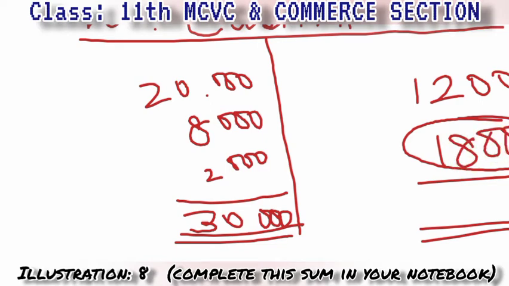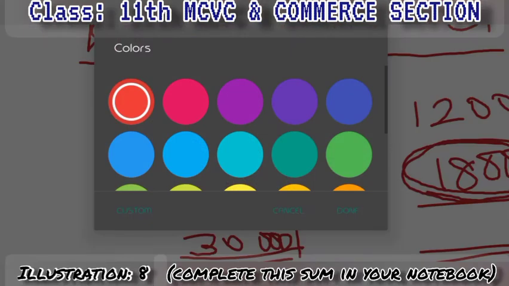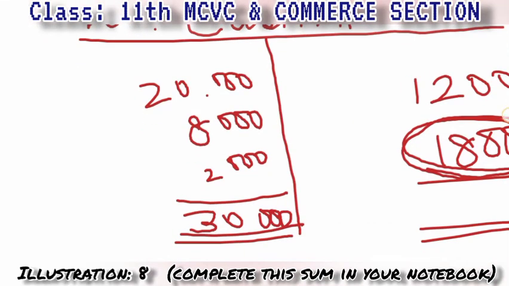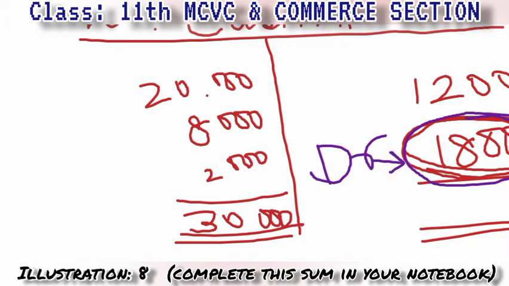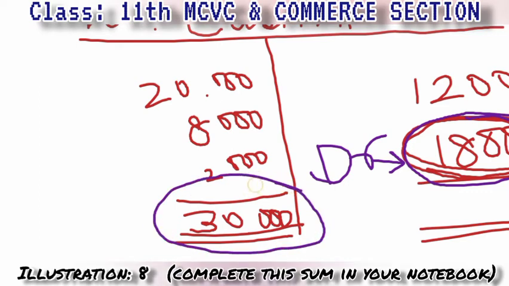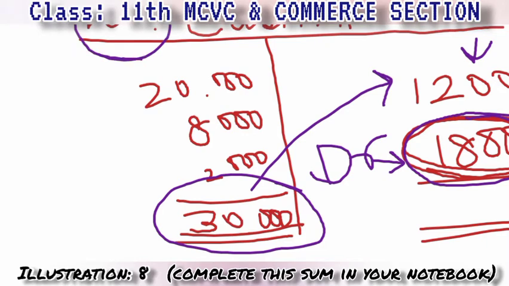So this entire balance is called a debit balance. Why is this called a debit balance? Because it is the difference between this amount and this amount, and that's why the credit balance is less as compared to the debit balance. Hence, this 18,000 is to be noted as a debit balance.